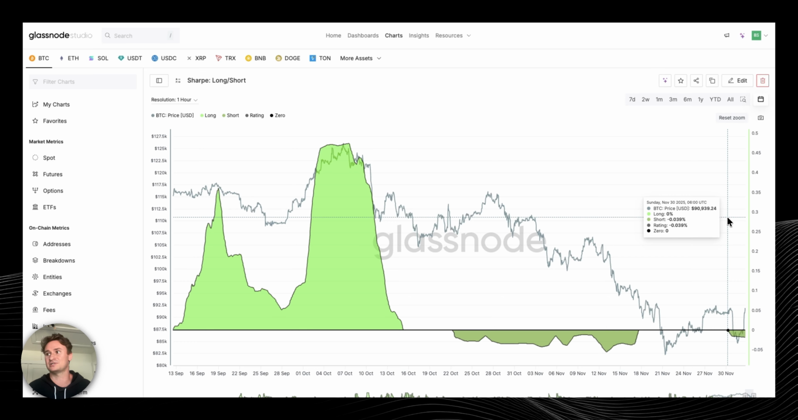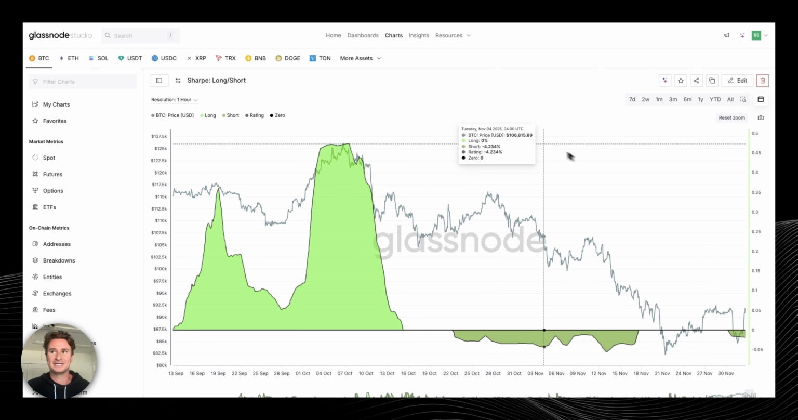Time will tell what it continues to do. It could switch drastically overnight, or it could maintain its current signal. But all in all, it's good to know what position on-chain analytics is telling us the market is moving.